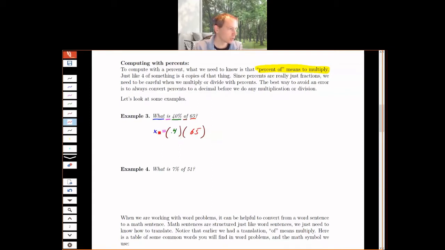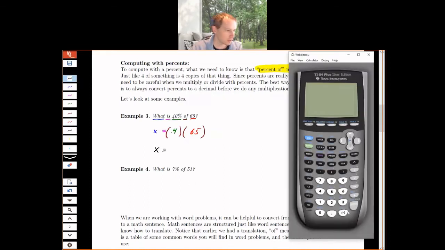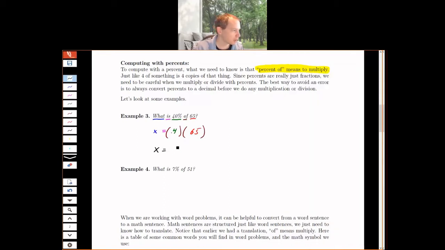Okay. Or I can just look at this as an algebra equation, and I can solve it, right? And I can say, okay, my unknown is 0.4 times 65. I get out my calculator, and I just type that in. Okay. There's no bonus points for doing mental math. So, you get your 26, and you're very confident that that's the answer. So 40% of 65 is 26.